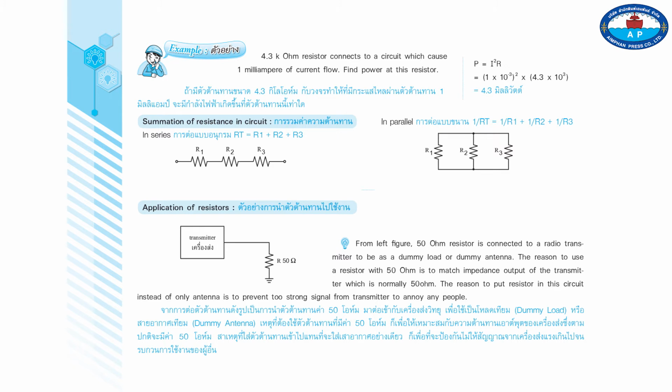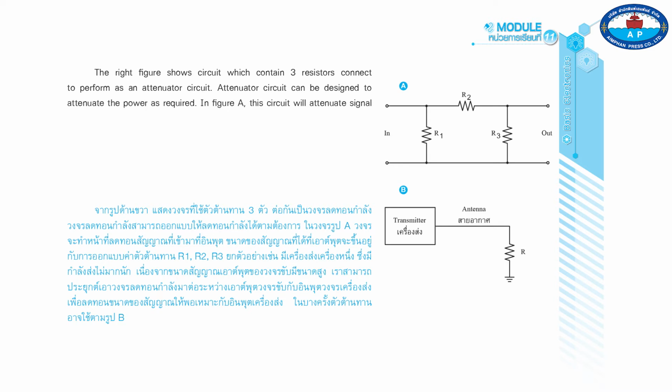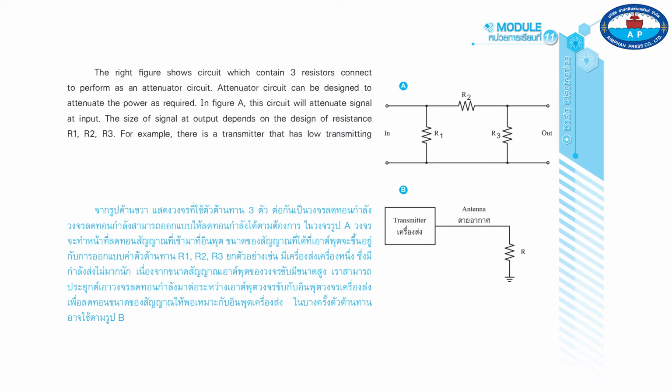The reason to put a resistor in this circuit instead of only an antenna is to prevent too strong a signal from the transmitter from annoying people. The right figure shows a circuit which contains 3 resistors connected to perform as an attenuator circuit. An attenuator circuit can be designed to attenuate the power as required. In figure A, this circuit will attenuate the signal at input. The size of the signal at output depends on the design of resistances R1, R2, R3.